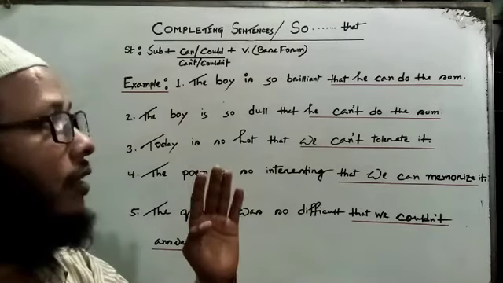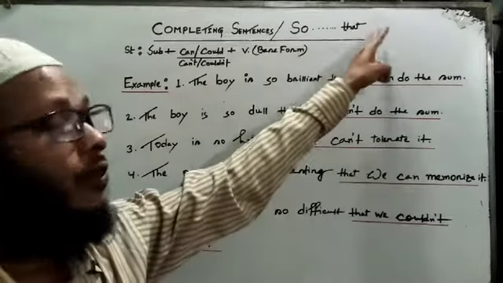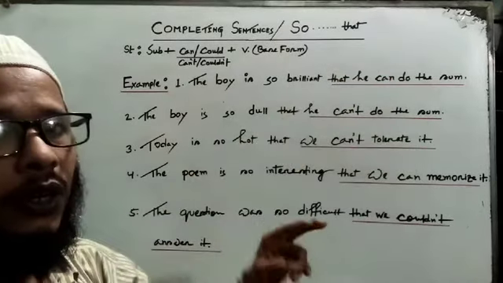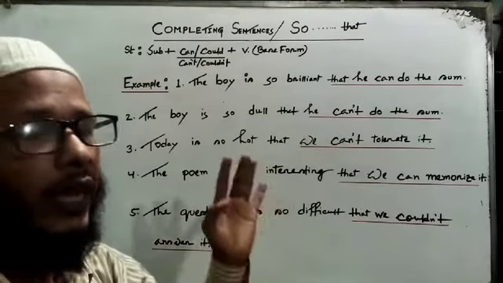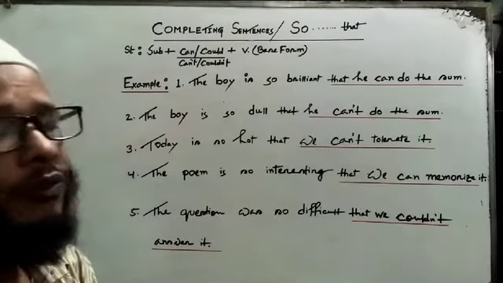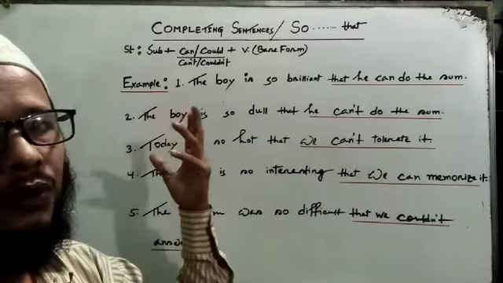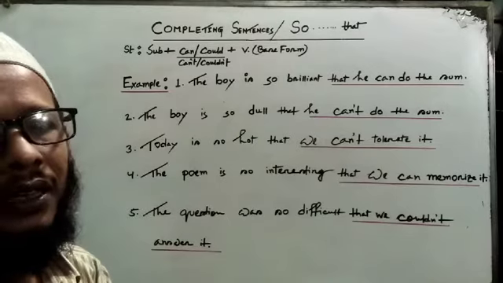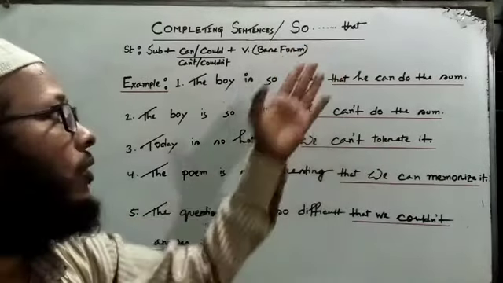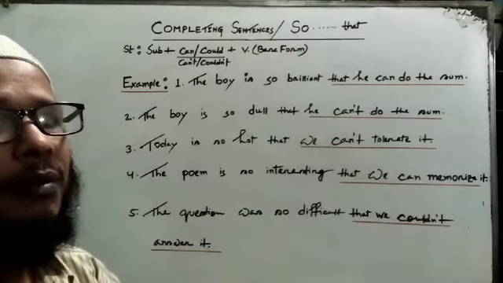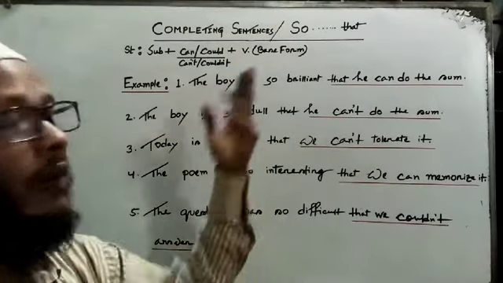After "that" you have to write a clause where there must be a subject, verb, etc. You will find some parts before "that" in the question part which will be incomplete, and you have to complete it by following this structure, so dot dot that. So how can you write a clause after "that"?